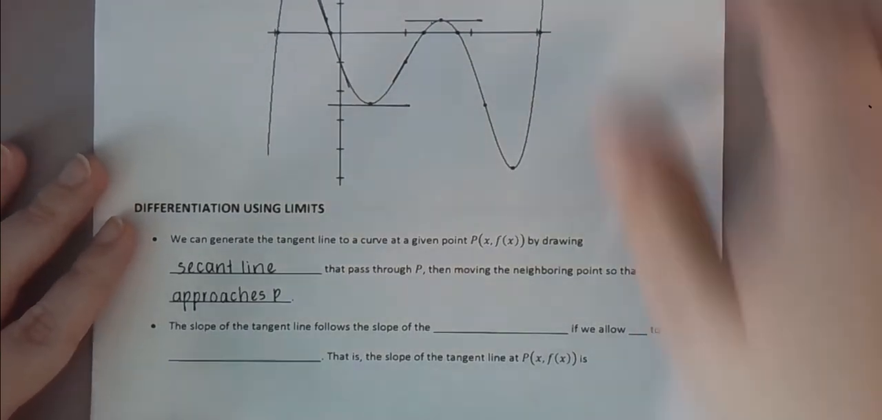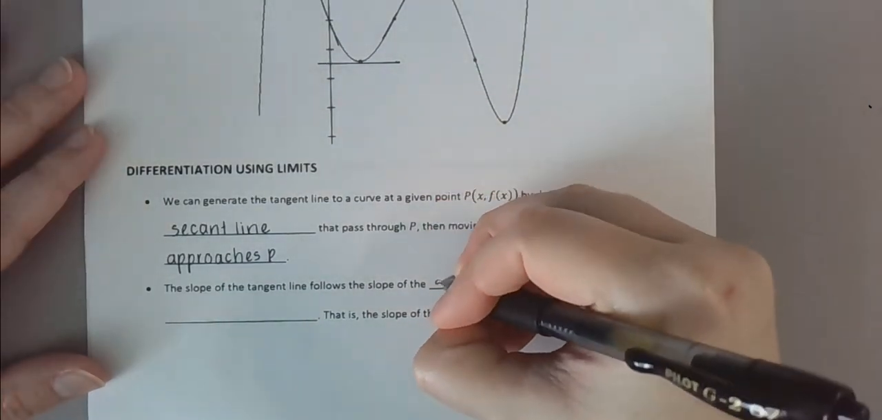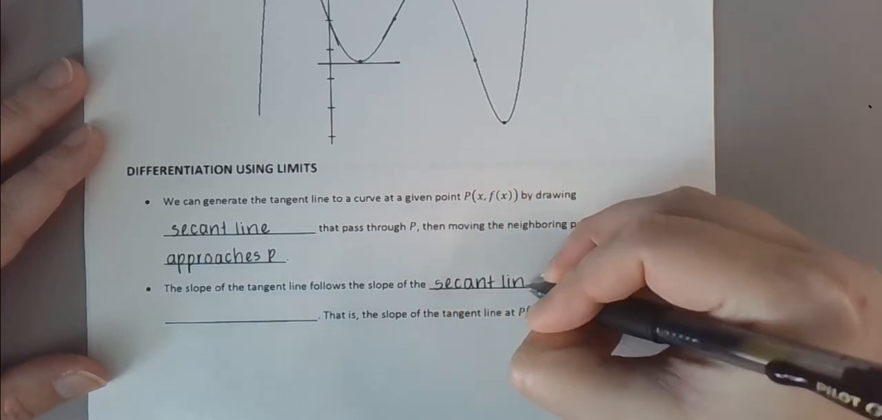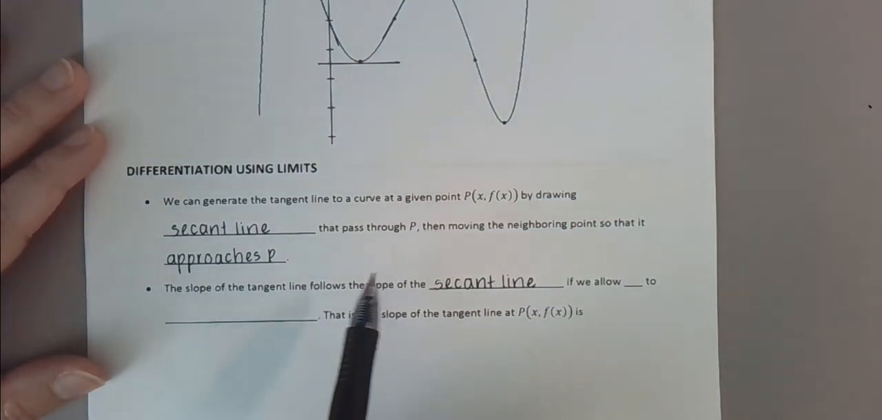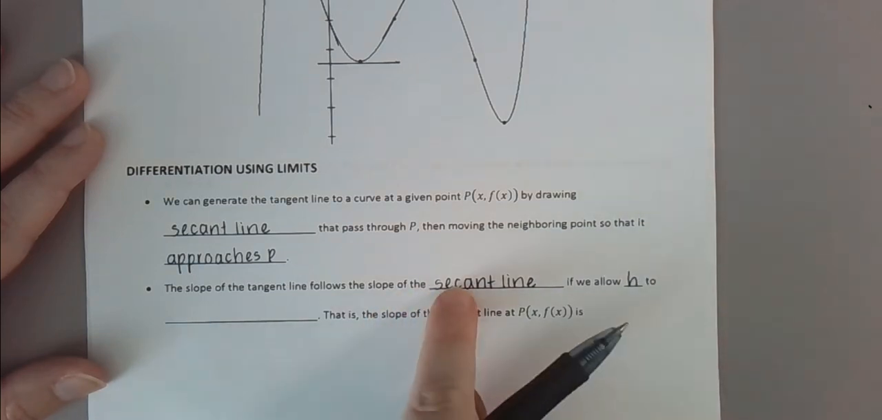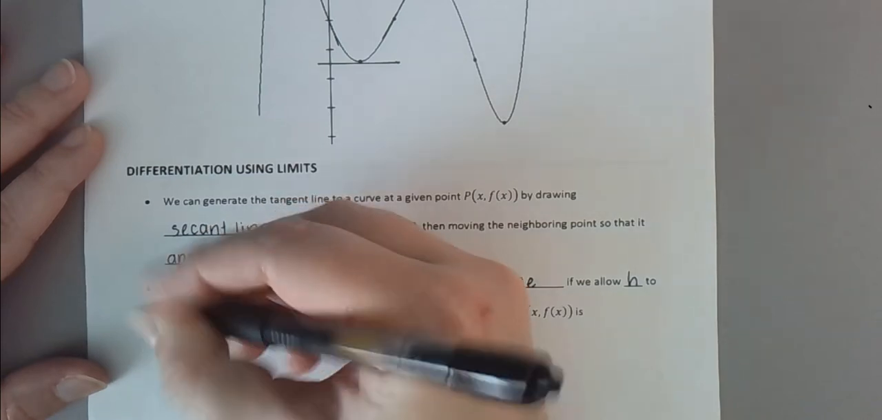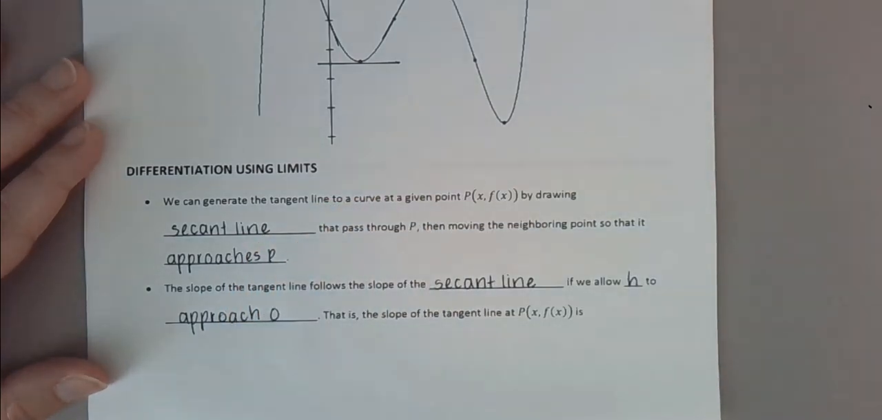So just to reiterate what we essentially just demonstrated there, the slope of the tangent line will follow the slope of the secant line. They'll basically be the same thing. Although, keep in mind the secant line passes through 2 points, the tangent line only passes through 1. But the slope of the tangent line and the slope of the secant line will be the same thing overall if we allow our value of h, the distance between the 2 points on the secant line, to approach 0.